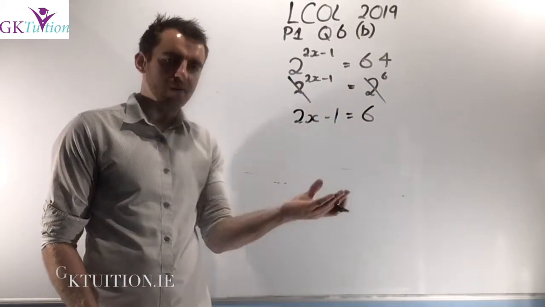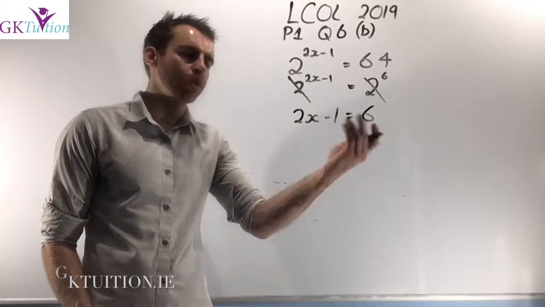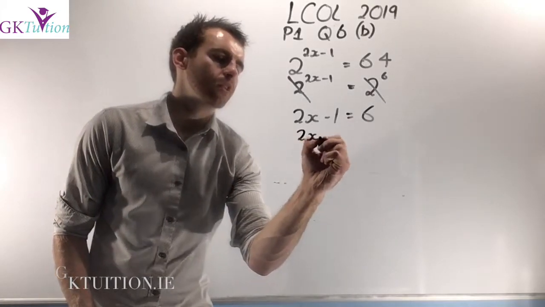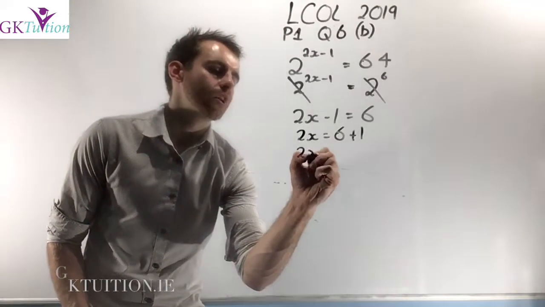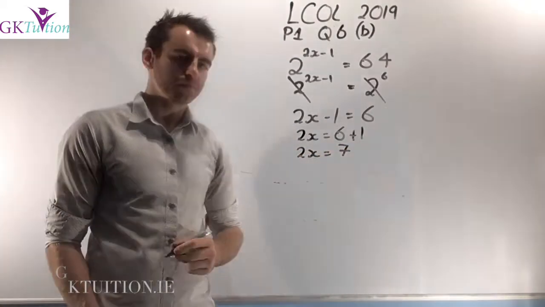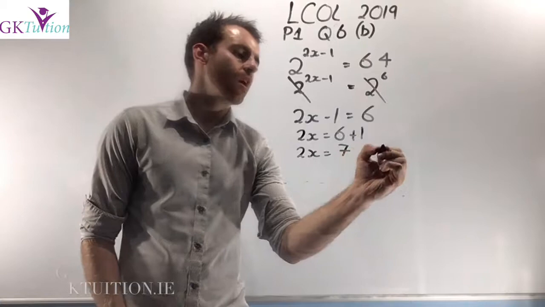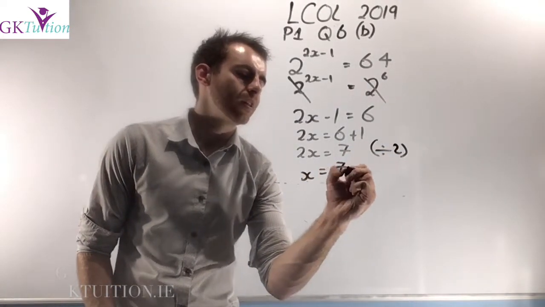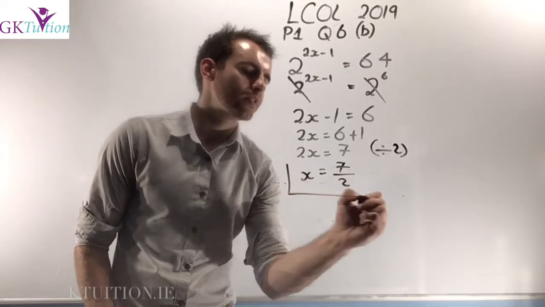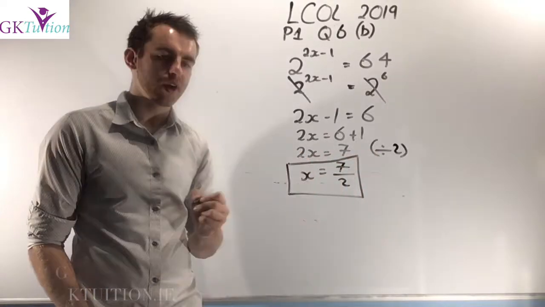And now it's a very basic question. I bring the 1 across and it becomes positive. 2x is equal to 6 plus 1. Or in other words, 2x is equal to 7. If 2x equals 7, I just divide both sides by 2 and I end up with x is equal to 7 over 2. And that's your final answer for this part of the question.